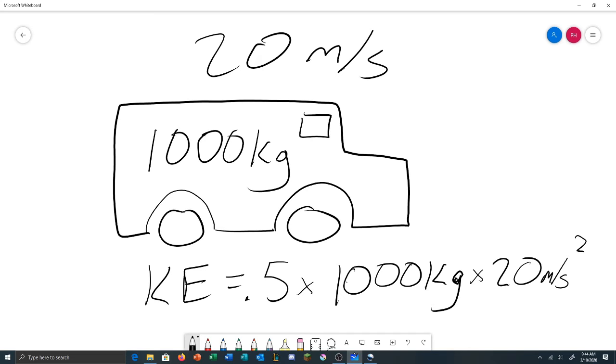Now, if you take all those numbers and put them together, I'll give you a second to do that. Ready? Hope you had your calculator out, because that is 200,000 joules. Joules is the measure of energy. That's your kilogram meters per second squared. So, that van has 200,000 joules. That's your kinetic energy, your energy of motion. Now, your potential energy works a little bit different.